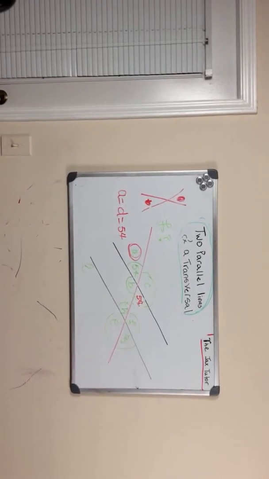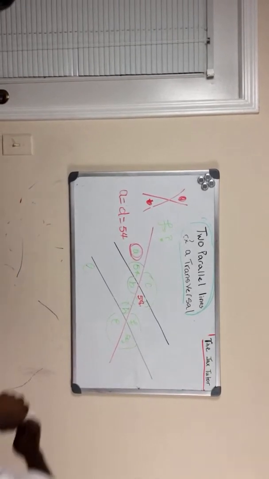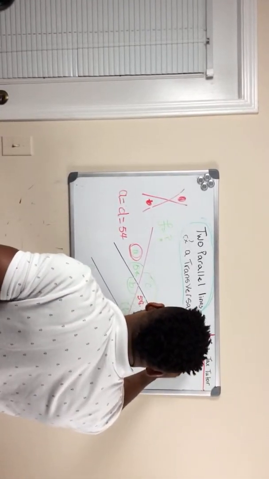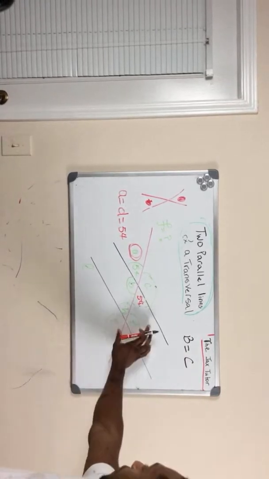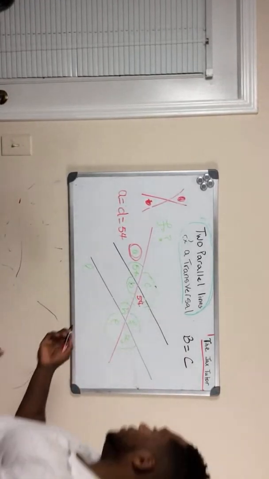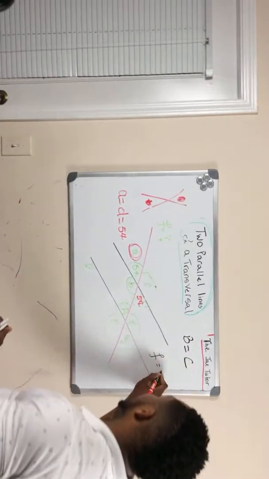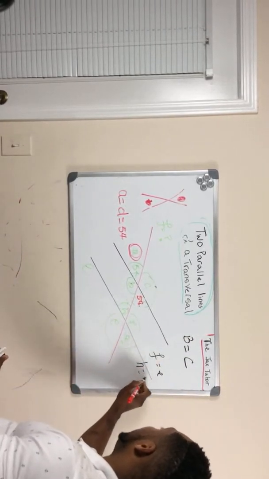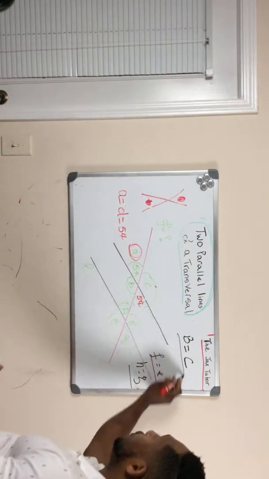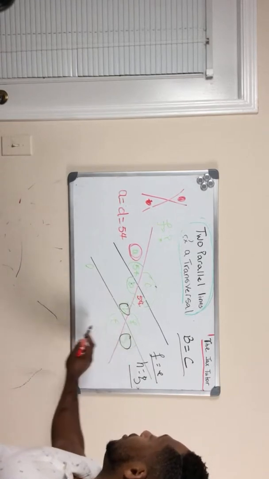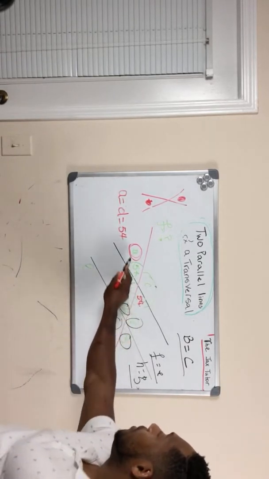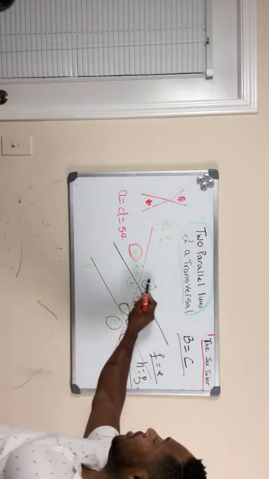I hope you guys are not letting one person answer all the questions. So B equal to C. Yes, I understand that. B is equal to C because these are vertical angles. And by the same token, F is equal to E, H is equal to G. These are vertical angles, so these angles are equal: G and H, E and F, A and whatever was here, B and C.